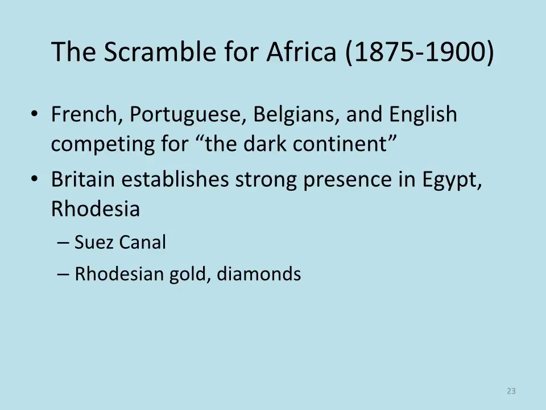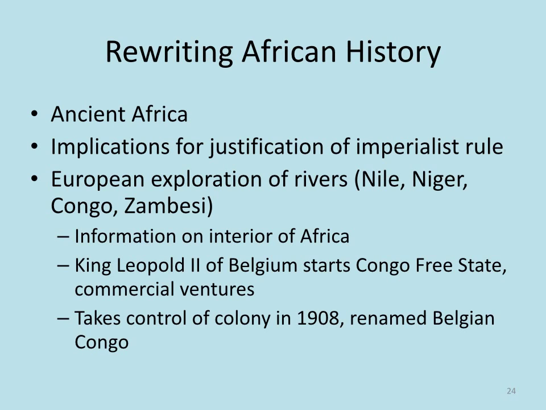Now, Britain is going to establish a very strong presence in Egypt because of the Suez Canal, which is the reason why they built it there. I mean, it's obviously the best place to build a canal, but because of the Suez Canal, they make sure that they are controlling the area, which would be controlling Egypt. We're going to see that gold and diamonds are going to be one of the largest exports of Africa.